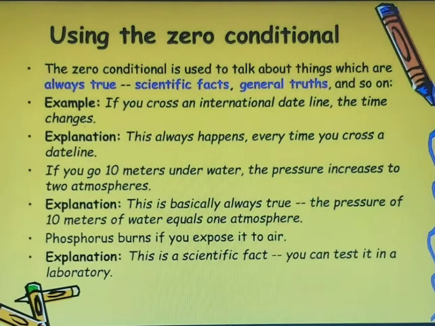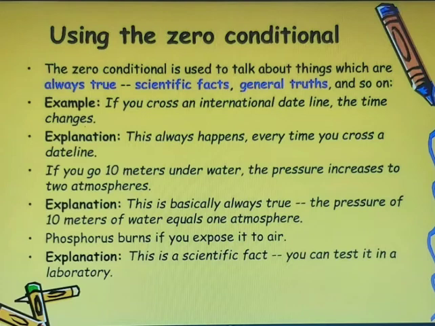Using the zero conditional. The zero conditional is used to talk about things which are always true, scientific facts, general truths, and so on. Example: if you cross an international date line, the time changes. Explanation: this always happens every time you cross a date line.